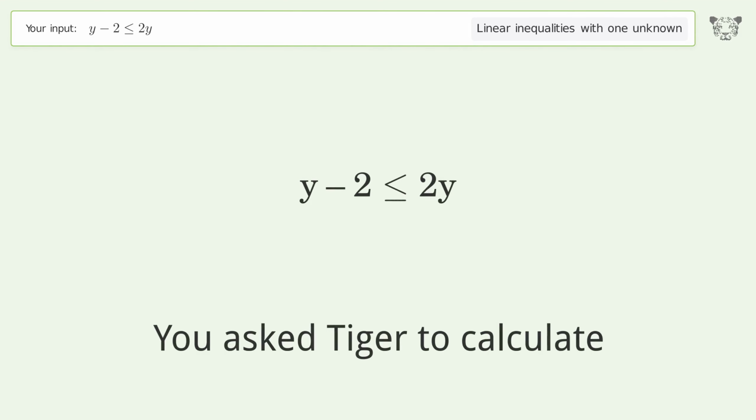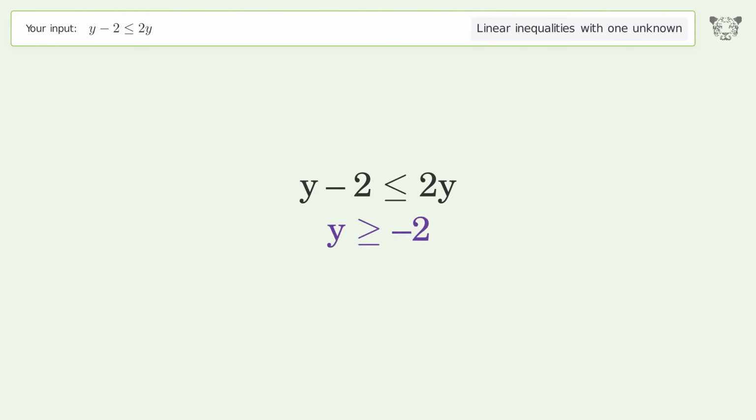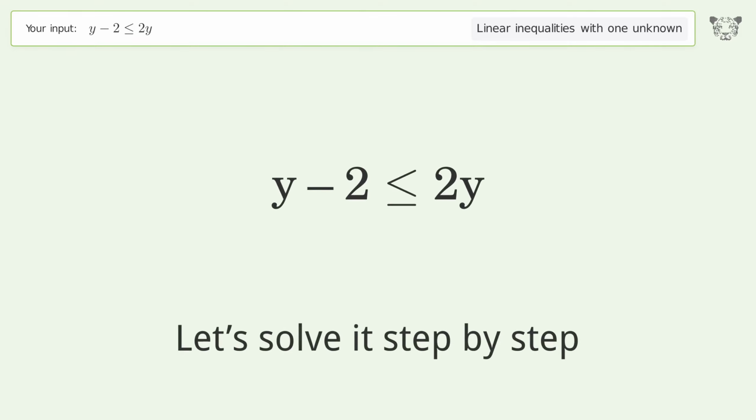You ask Tiger to calculate. This deals with linear inequalities with one unknown. The final result is y equal or greater than -2. Let's solve it step by step.